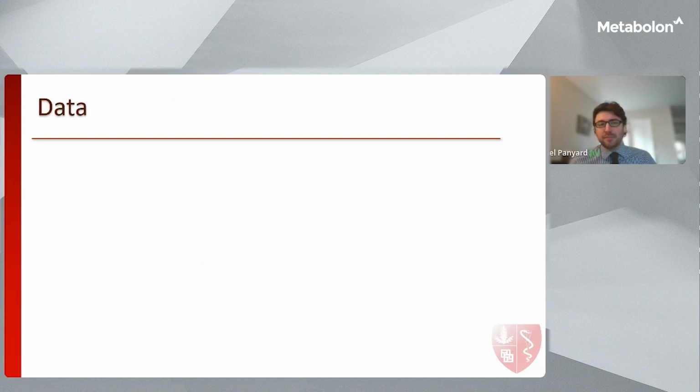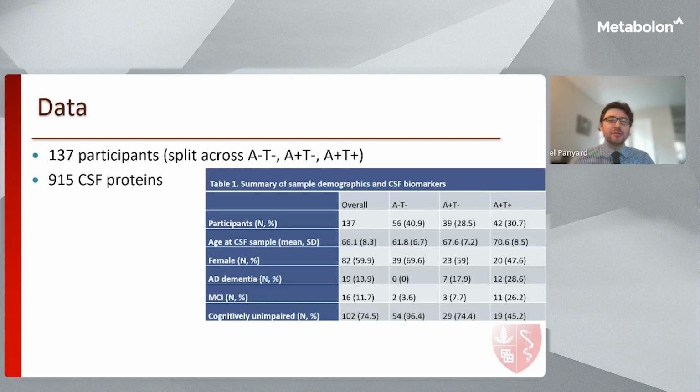The data set came from the same fundamental cohorts that I mentioned before from Wisconsin. In this case, for the proteomics data set, we had 137 participants with CSF samples available, on which we measured the levels of 915 different proteins in those CSF samples. We used a mass spec approach to do so.